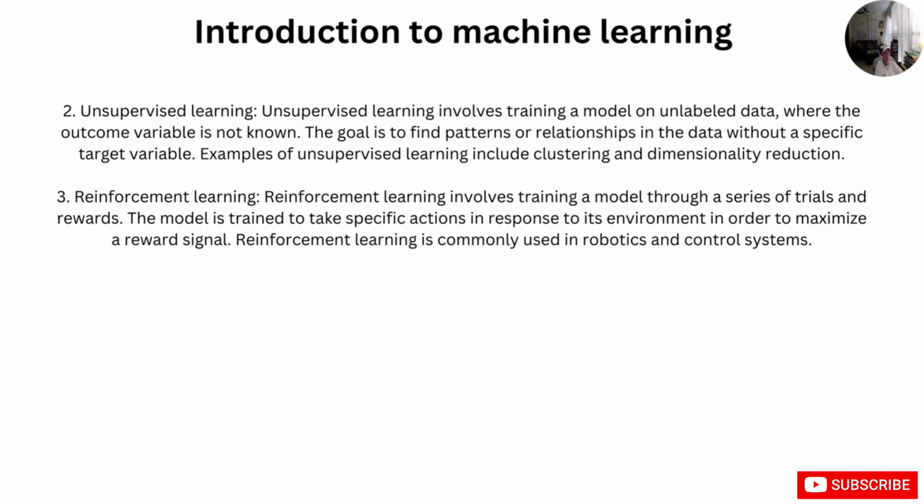Number three, reinforcement learning. Reinforcement learning involves training a model through a series of trials and rewards. The model is trained to take specific actions in response to its environment in order to maximize a reward signal. Reinforcement learning is commonly used in robotics and control systems.